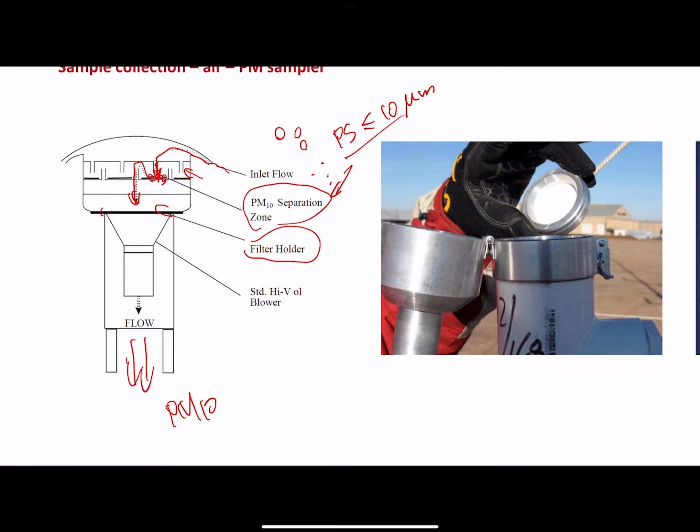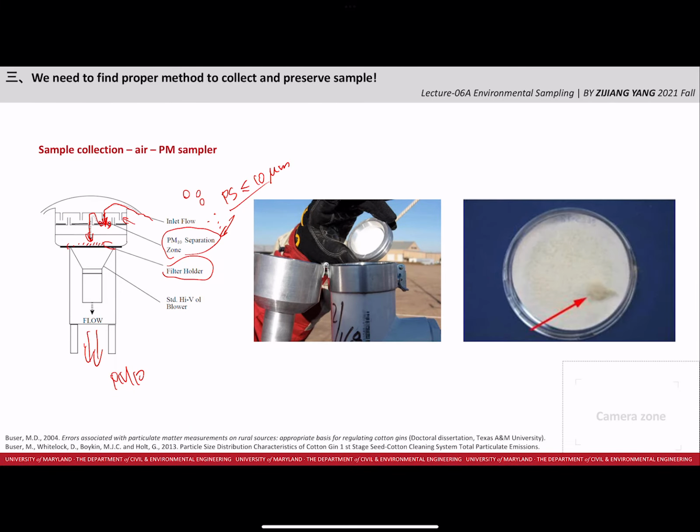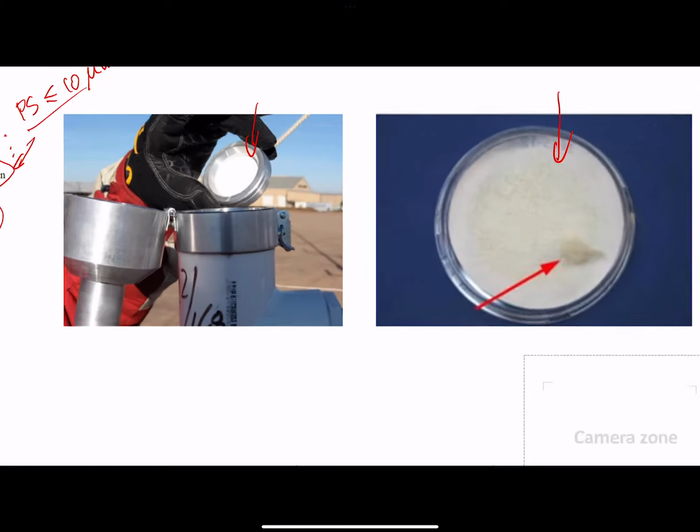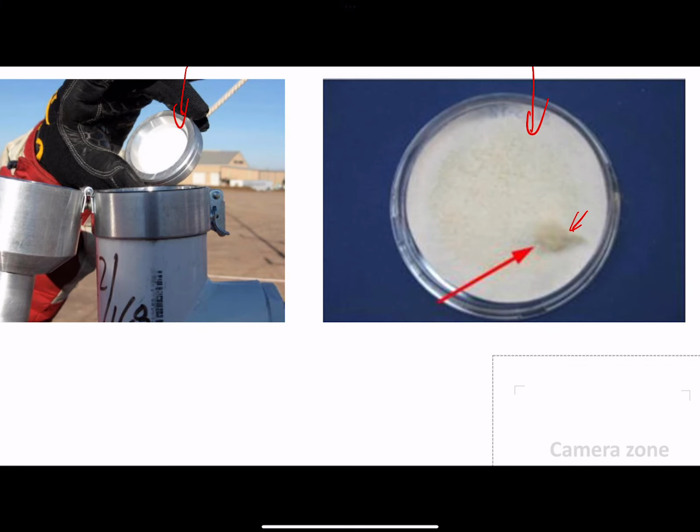And then we have the particles on the top of this filter. This picture shows a clean filter, and this picture shows the filter that has some particles on it. Because it is near a cotton gin, most of the particulate matter has something related to cotton, so it is very powdery and not very dark.